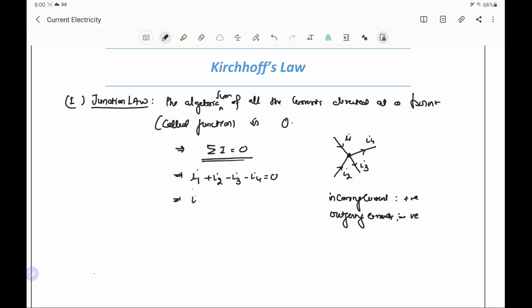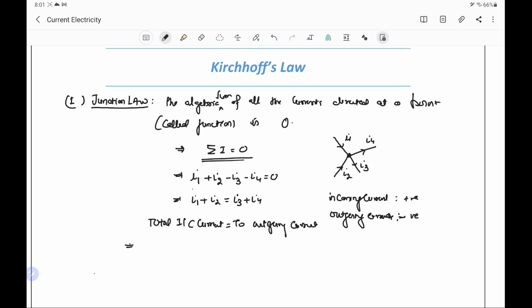That means total incoming current is equal to total outgoing current. We can write total incoming current equal to total outgoing current at a junction point. That means the net sum of the current at the junction is 0.